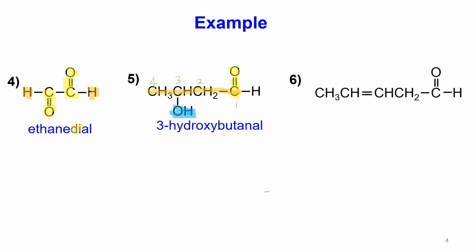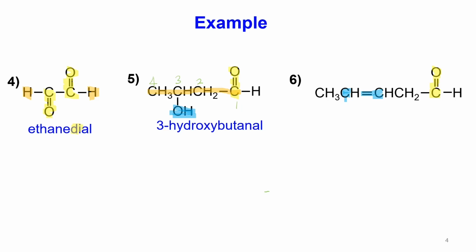Example 6. This structure has two functional groups, which are a carbon-carbon double bond and a carbonyl group. We choose the carbonyl group as the parent chain compared to the carbon-carbon double bond due to priority. The carbonyl group is higher priority than the carbon-carbon double bond.